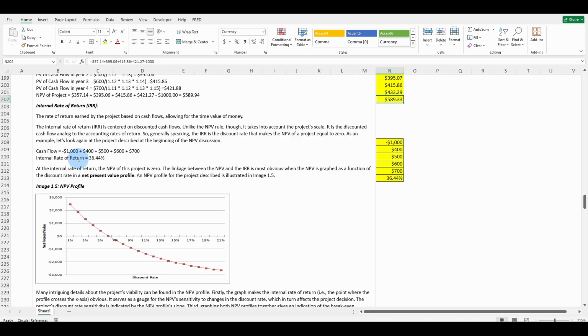Unlike the net present value rule, though, it takes into account the project scale. It is the discounted cash flow analogy to the accounting rates of return. So generally speaking, the IRR is the discount rate that makes the net present value of a project equal to zero. As an example, let's look at the project described at the beginning of this net present value discussion.